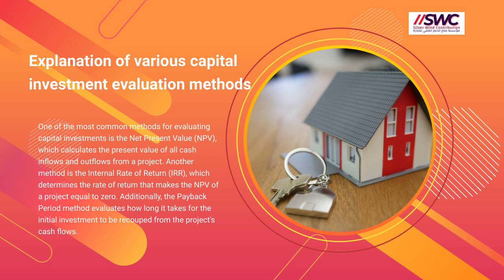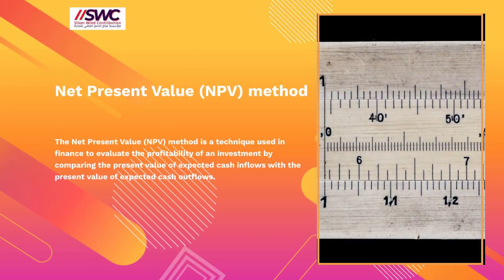Explanation of various capital investment evaluation methods. One of the most common methods for evaluating capital investments is the net present value (NPV), which calculates the present value of all cash inflows and outflows from a project. Another method is the internal rate of return (IRR), which determines the rate of return that makes the NPV of a project equal to zero. Additionally, the payback period method evaluates how long it takes for the initial investment to be recouped from the project's cash flows.